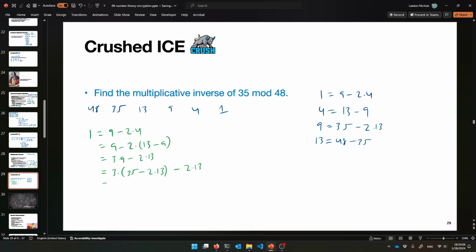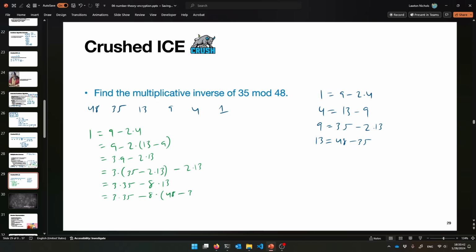Now let's try to simplify this. So we got 3 35s, and then how many 13s? Don't know yet. Okay, so we have negative 6 13s from that one, and then another negative 2. So that's negative 8. So minus 8 13s. And then I know what 13 is. I can use this equation. So I still have my 3 times 35. Minus 8 times, what was 13? It was 48 minus 35.